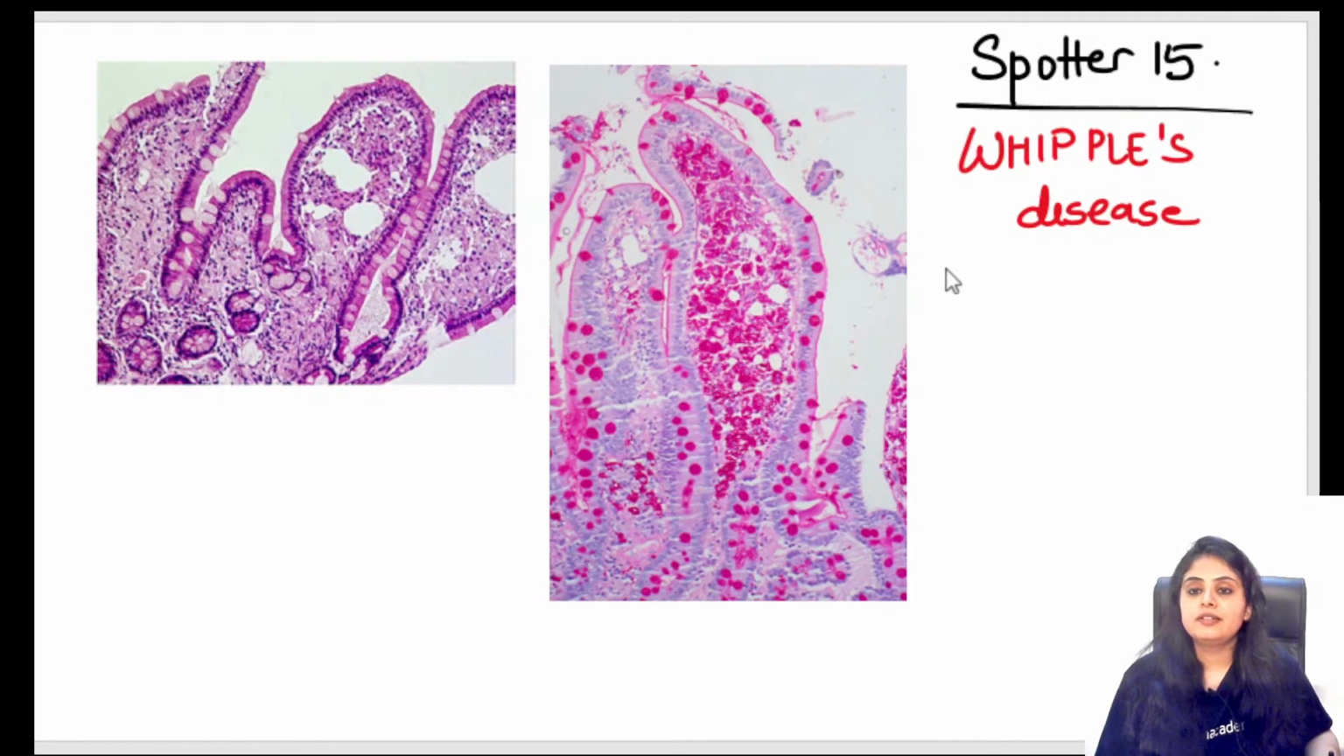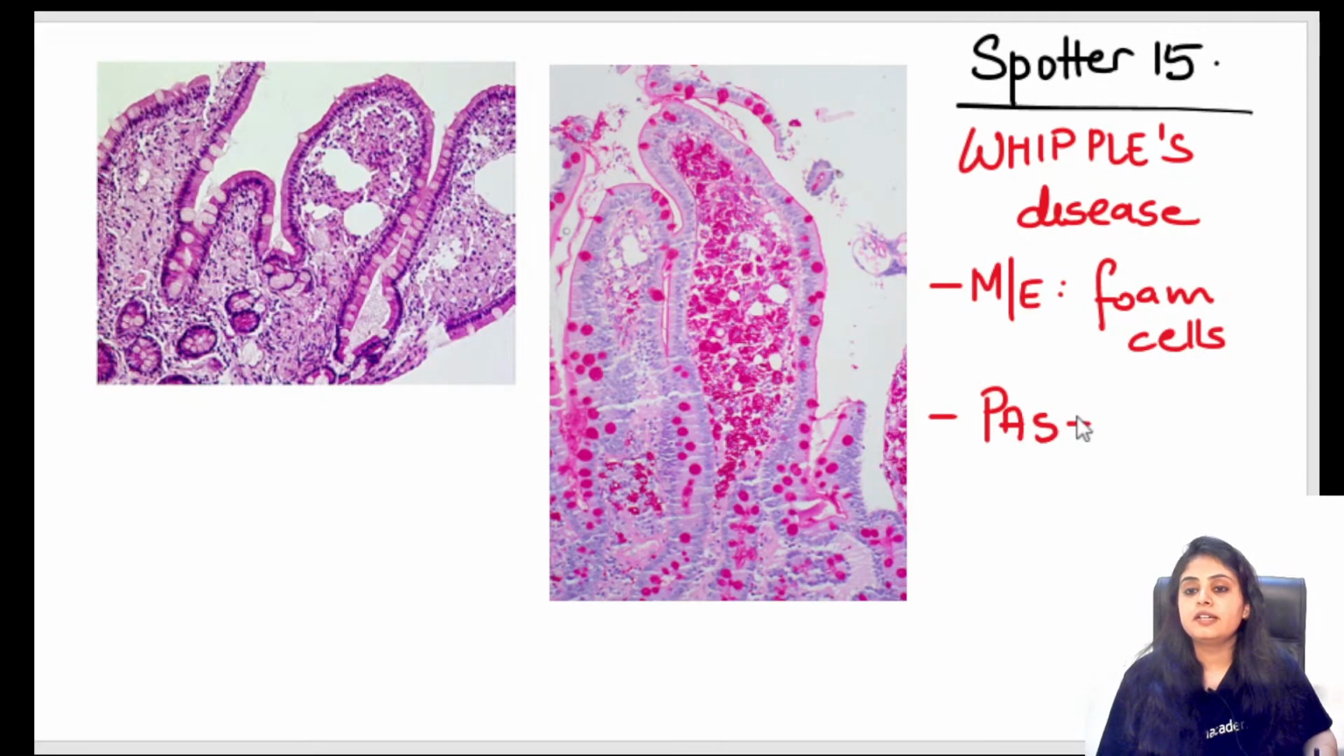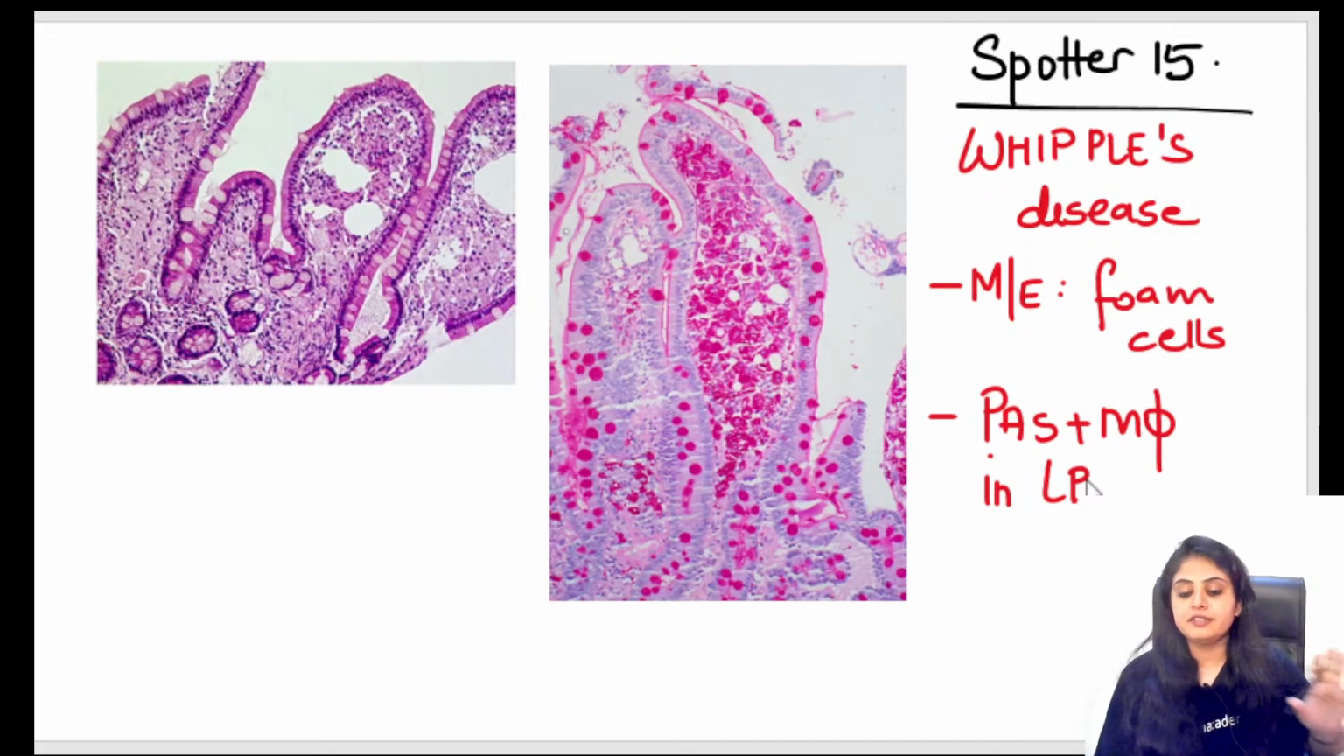Firstly, what have you read in the textbooks? You have read that microscopically, Whipple's disease will show you foam cells. And what is the stain for foam cells that you will put? You will say these are nothing but PAS positive macrophages in the lamina propria. These two sentences are very nicely written in the textbook. I have to talk about them.